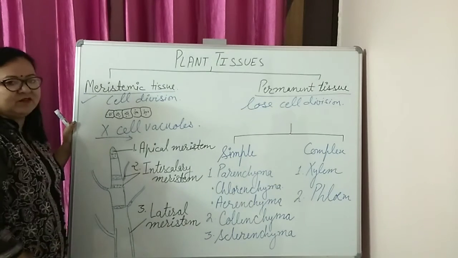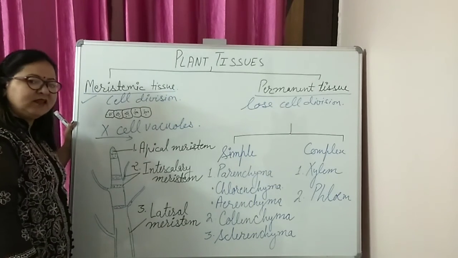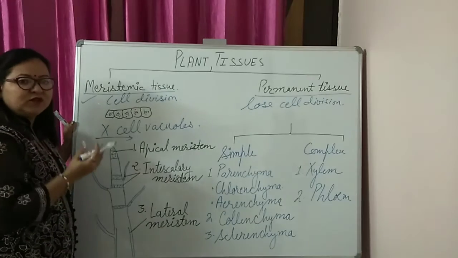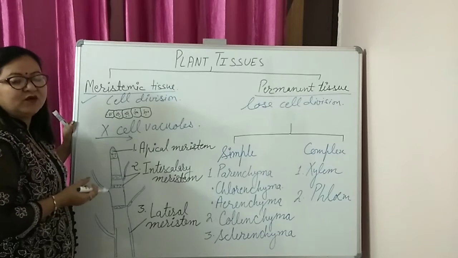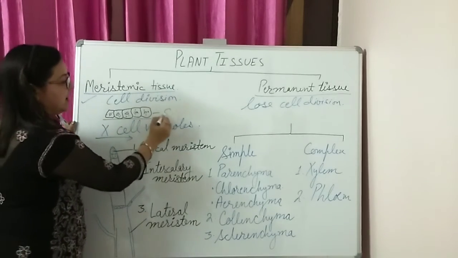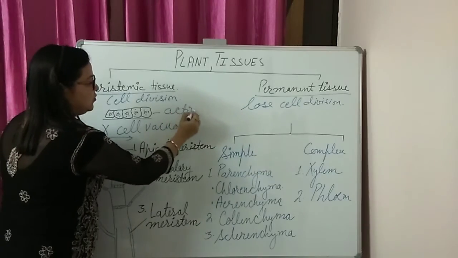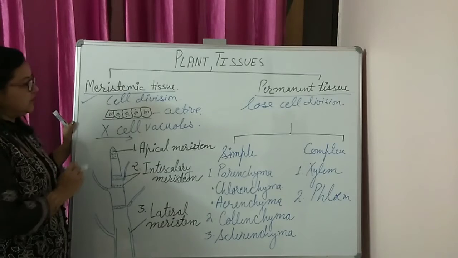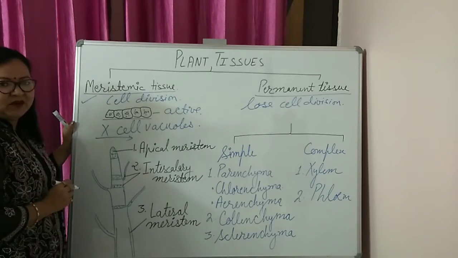What is the function of the cell vacuole? We have already studied in the previous topic. The cell vacuole is used for the storage of waste material or secondary metabolites. And these cells are highly active cells, so in that case there is no need for a cell vacuole. This is all about the meristematic tissue.